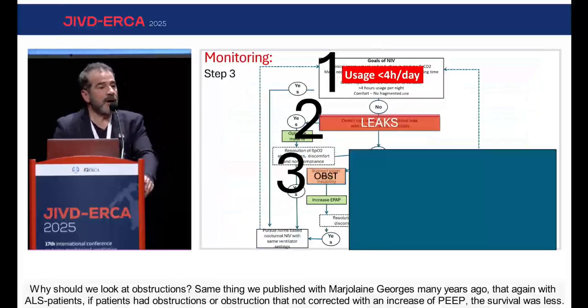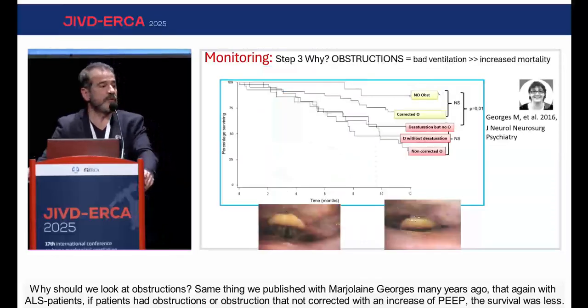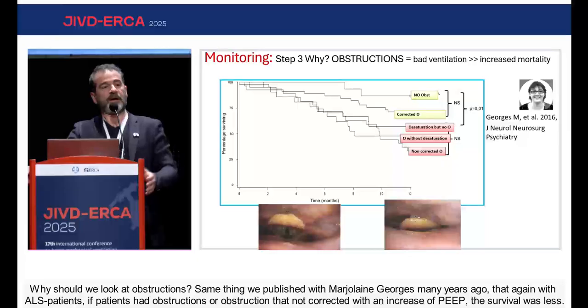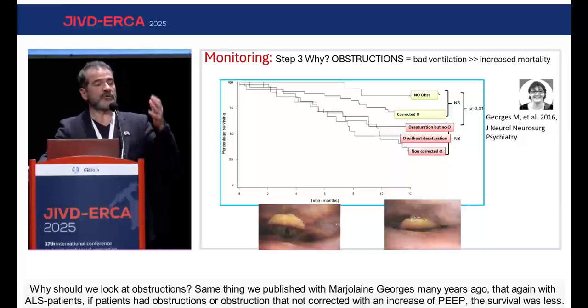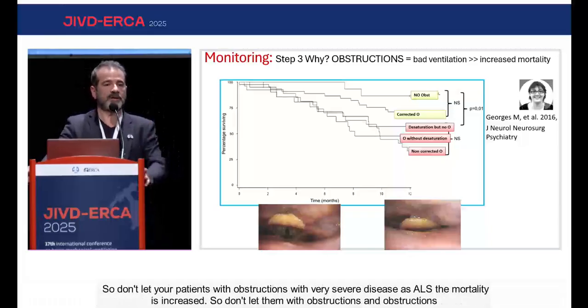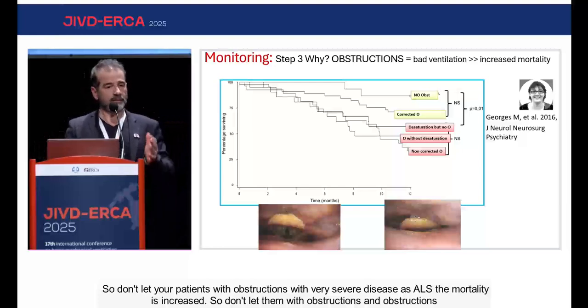Obstructions. Why should we look at obstructions? Same thing. We published with Marjolaine Georges many years ago that, again, with ALS patients, if obstructions are not corrected with an increase of PEP, the survival was less. So don't leave your patients with obstructions. With a very severe disease such as ALS, the mortality is increased. So don't leave them with obstructions.